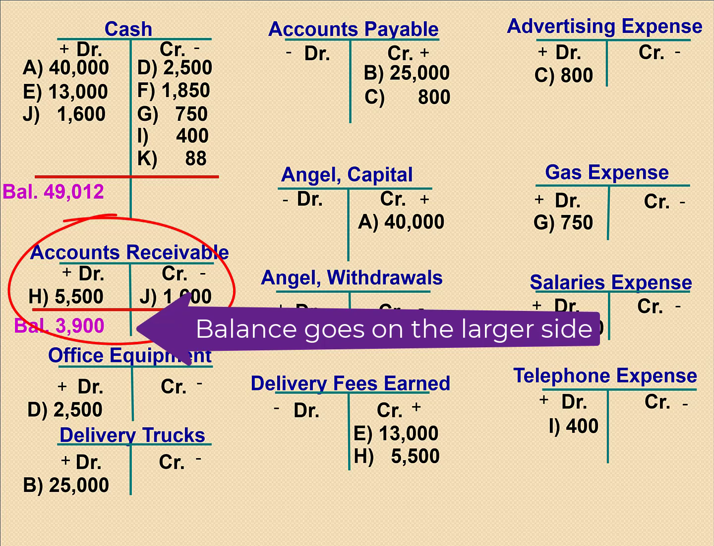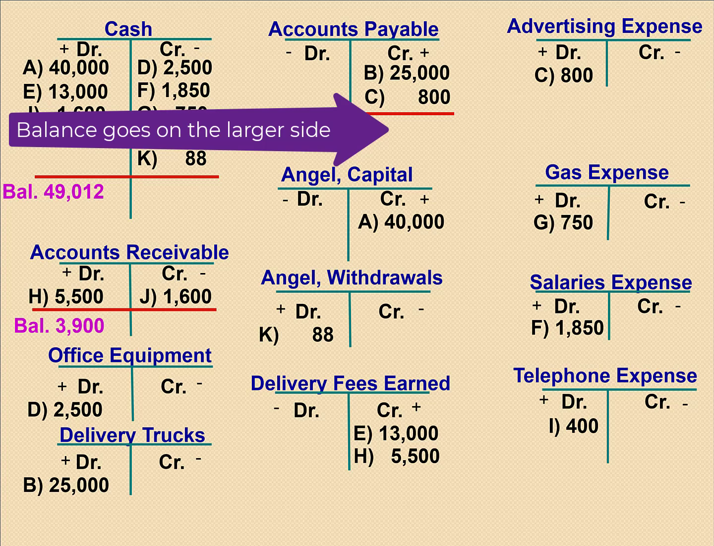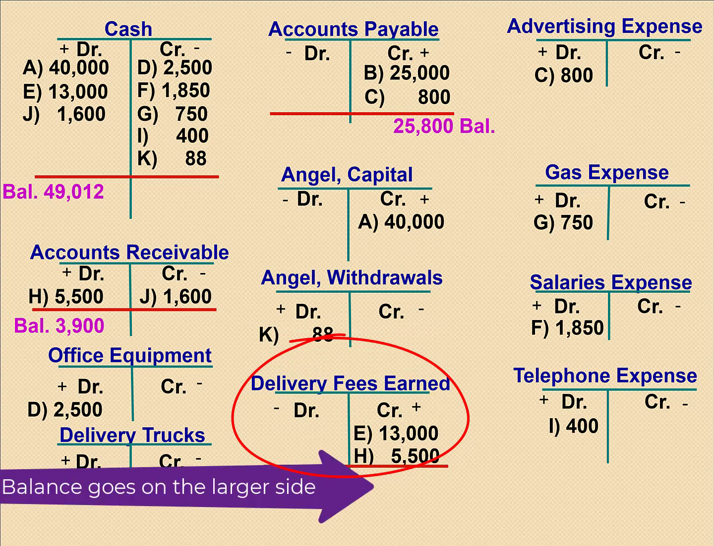Let's see, what other accounts have multiple transactions? Accounts payable. We're going to add $25,000 credit plus $800 credit gives us a $25,800 balance. The next account with more than one transaction is the revenue account, delivery fees earned. So I'm going to draw a line under that. And then we're going to add up the pluses. 13,000 plus 5,500 gives us a balance of $18,500.